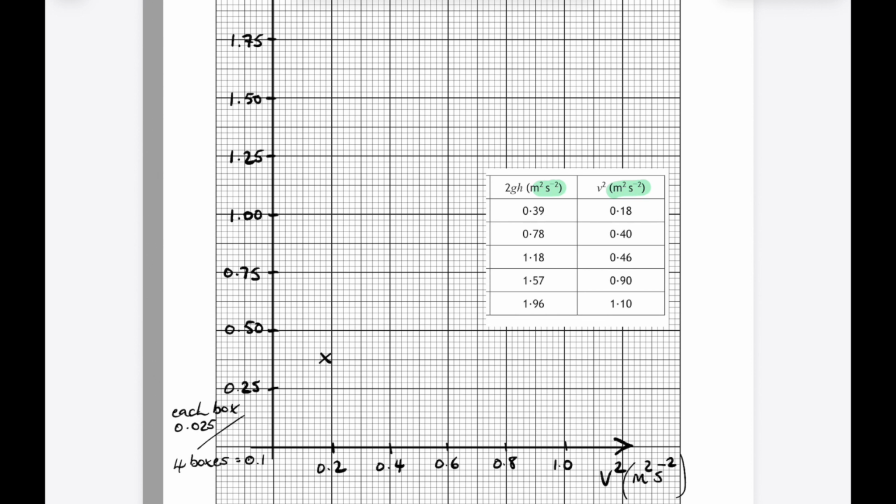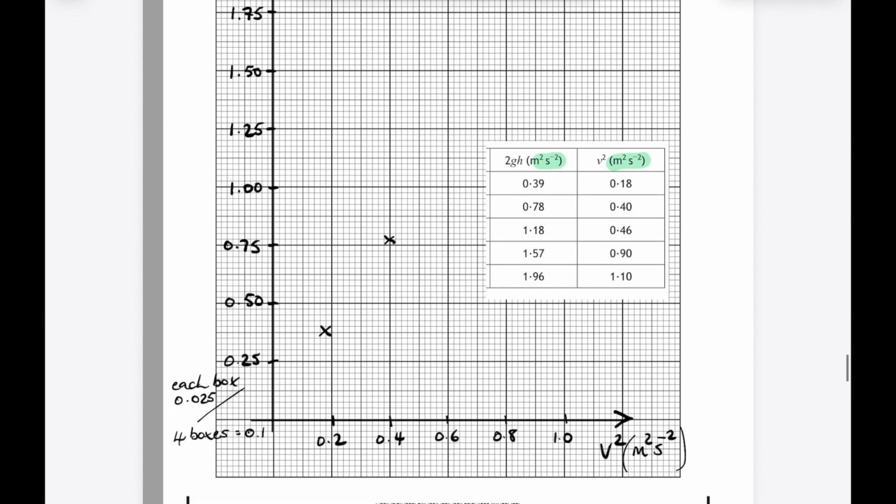Remember, when you're plotting a graph by hand, you're allowed to be within a half a box tolerance. So my second point is 0.4 on the x-axis, 0.78 on the y-axis. I reckon that's about there. And let's do the third point. So 0.46 on the x-axis and 1.18 on the y-axis. Right, that's quite tricky, so that's about there. Looks a bit strange. Anyway, let's do the next one.